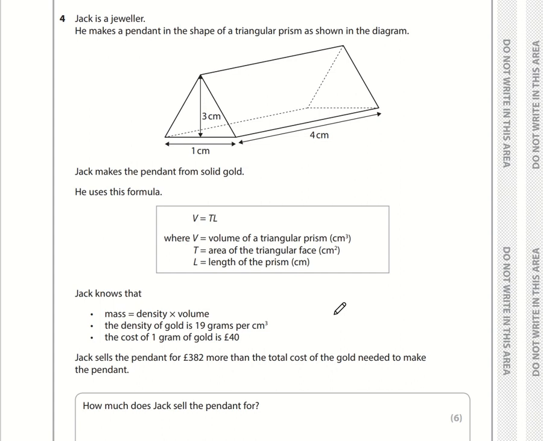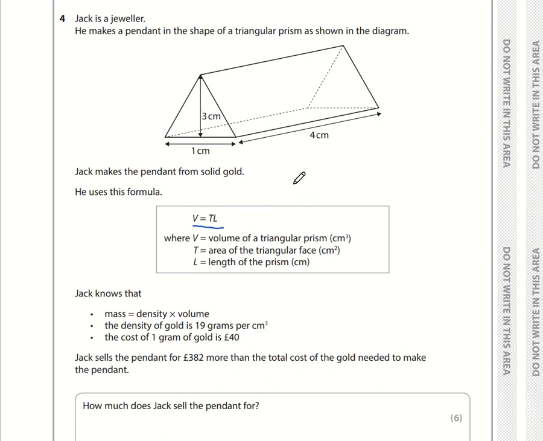So in order to work out the selling price, we need to add 382 onto the total cost needed to make the pendant. Okay, so we've got this formula, mass is density times the volume. Now, we've been given a formula for the volume and we've been given the density. So given that we have the density and I can work out the volume, then it's probably a good idea that we calculate the mass. So let's work out, first of all, the volume of this prism. If you're not sure what you're doing, then just look at this. They've given you the formula, V equals TL, so it's probably a good idea to use that.